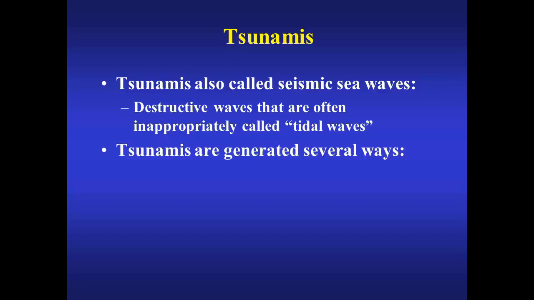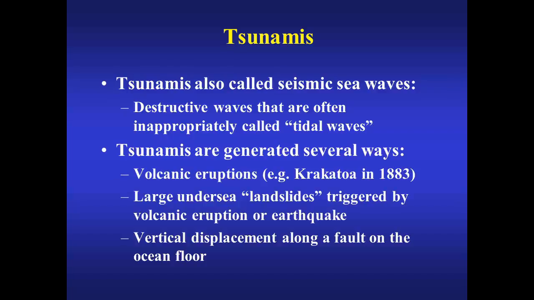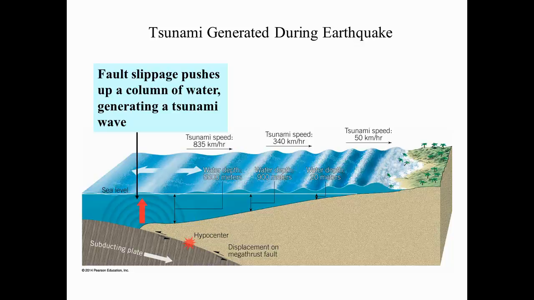Now, tsunamis are generated several ways. For example, volcanic eruptions like occurred at Krakatoa back in 1883. Large undersea landslides triggered by volcanic eruptions or earthquakes. And the third way is a vertical displacement along a fault located on the ocean floor. In this case, we're looking at a subducting plate along a convergent plate boundary. And here we see that fault slippage pushes up a column of water, and that's what initially generates the tsunami wave.